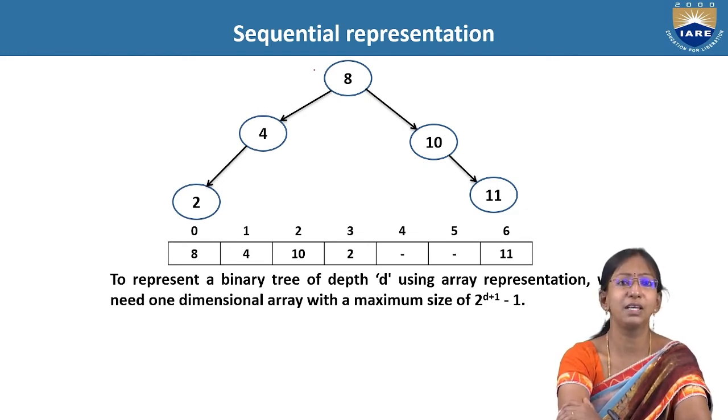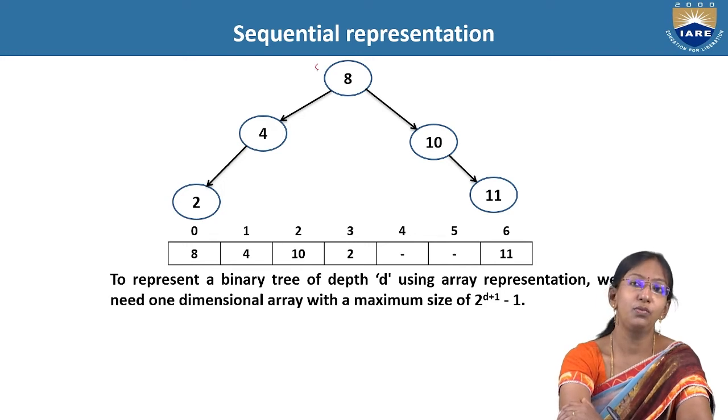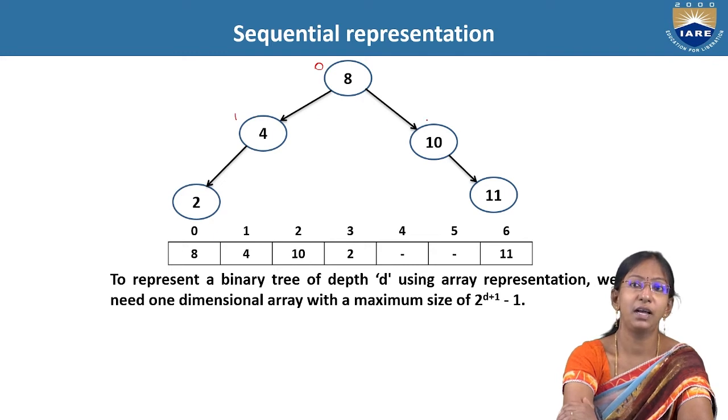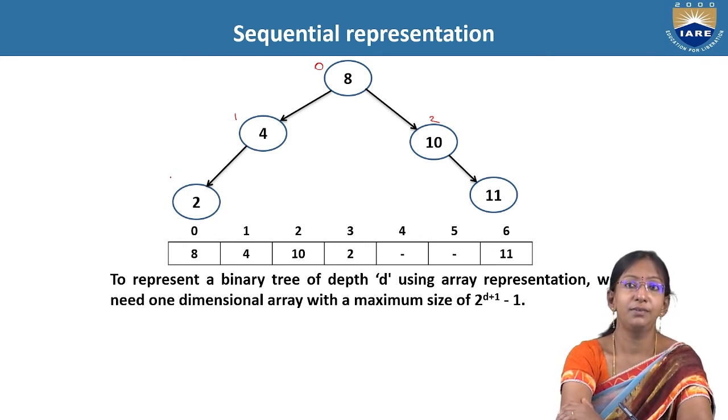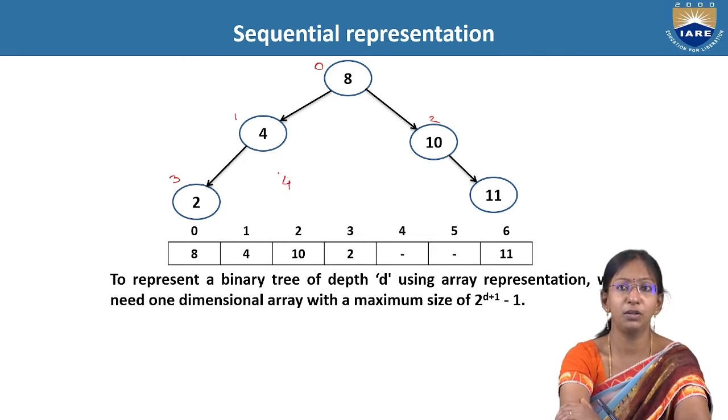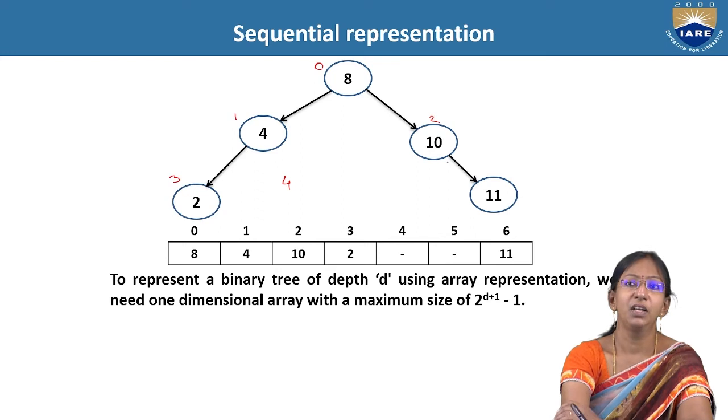Start with the root, because if there is a tree existing, then it will have at least one node which will be the root. Root will always have the index value 0. Its left child will have 1, right child will have 2. The left child of 4 will have index value 3, and its right will have 4. Even if it is not there, we have to leave space. Coming to the left child of 2, which is named 5, and right is named 6.